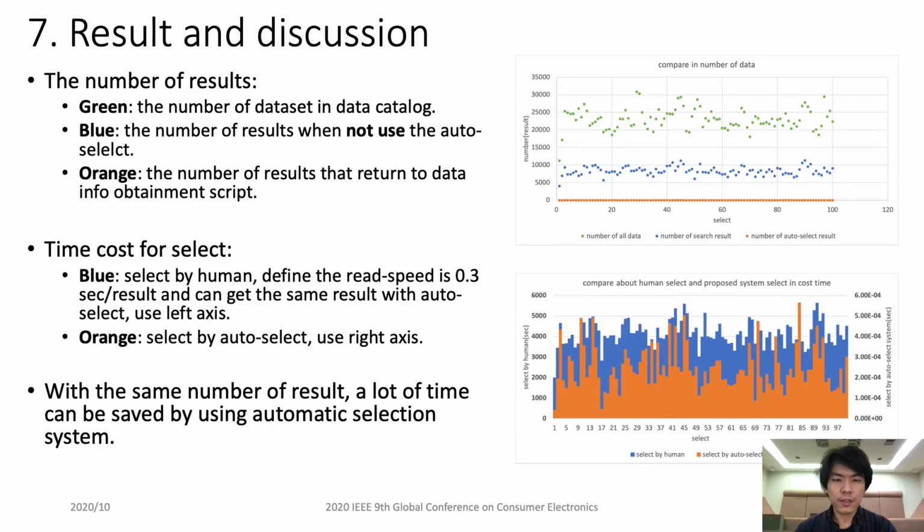Blue shows select by human. Because we cannot find a real person to read many thousand results, we define the read speed as 0.3 seconds per result, and the human can get the same result as auto-select. It uses the left axis. By this result we can know that with the same number of results, a lot of time can be saved by using this auto-select system.